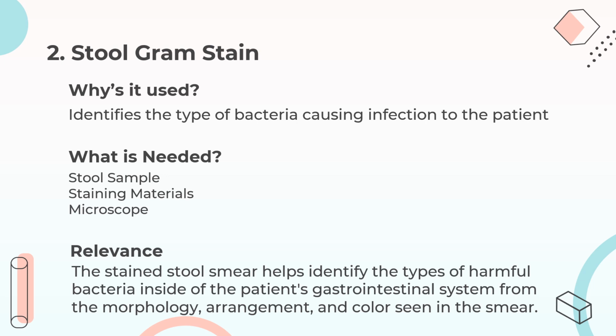The second test is a stool gram stain, and it's used to identify the type of bacteria causing the infection to the patient. The materials needed are the patient's stool sample, staining materials, and a microscope. It is done by taking some of the stool sample and smearing it onto a microscope slide, then staining it using gram staining techniques and looking at it under the microscope. The stained stool smear will help identify the types of harmful bacteria inside of the patient's GI system by looking at the morphology, arrangement, and color seen in the smear.